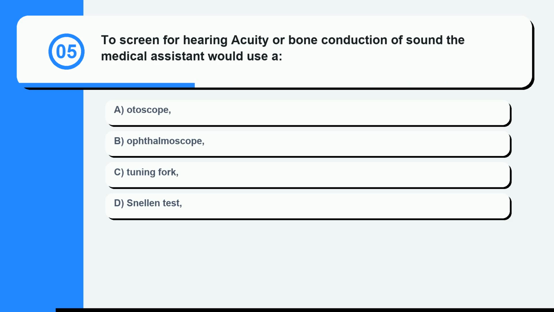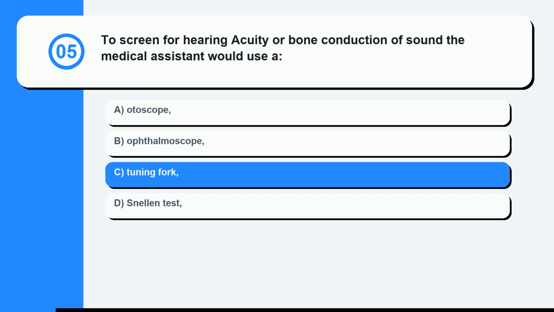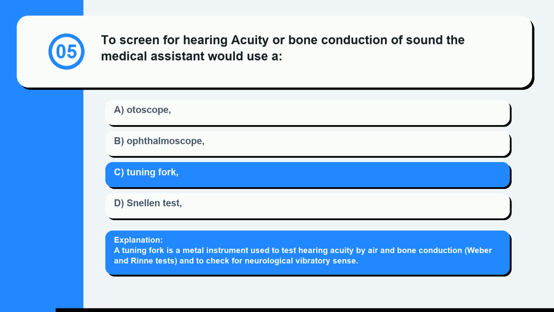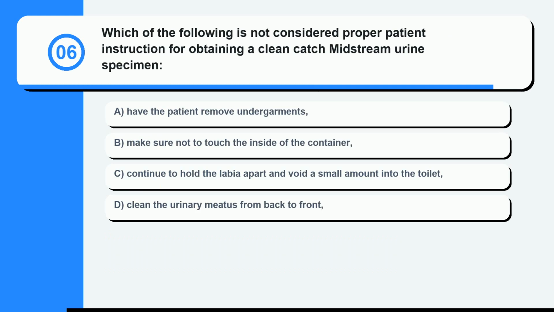Question 5. To screen for hearing acuity or bone conduction of sound, the medical assistant would use A. Otoscope, B. Ophthalmoscope, C. Tuning fork, or D. Snellen test. The correct answer is C. Tuning fork. A tuning fork is a metal instrument used to test hearing acuity by air and bone conduction, Weber and Rinne tests, and to check for neurological vibratory sense.